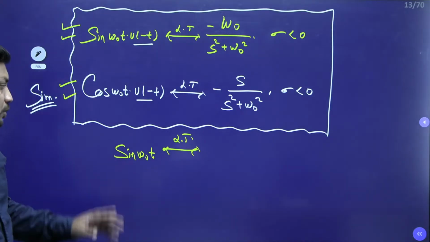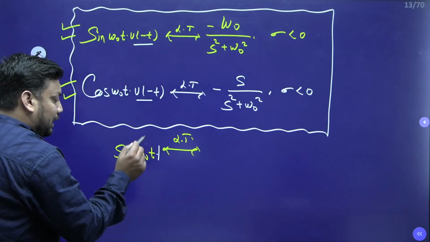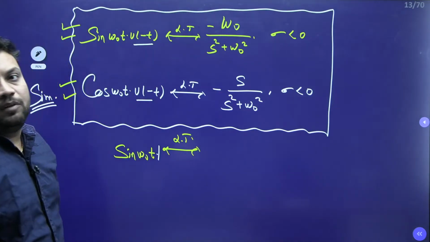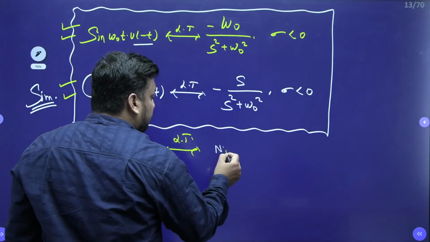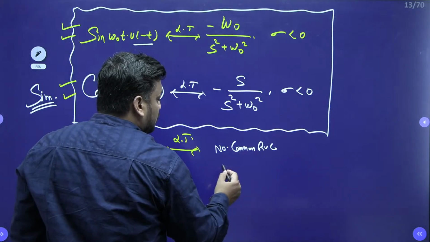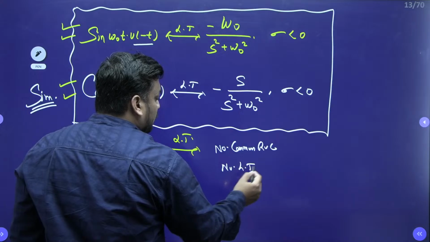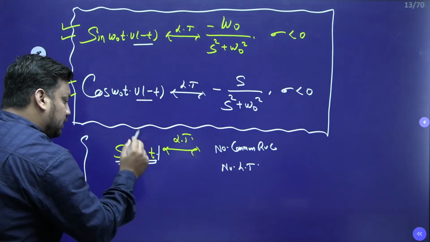So for sin omega 0 t, because sin omega 0 t should be either a multiple of u(t) or a multiple of u(-t). If this is multiplied by 1, it means again there is no common ROC, so no Laplace transform. As far as signals and systems is concerned, it should be multiplied with either u(t) or u(-t).